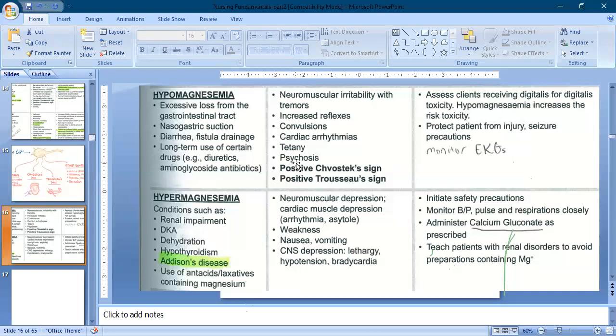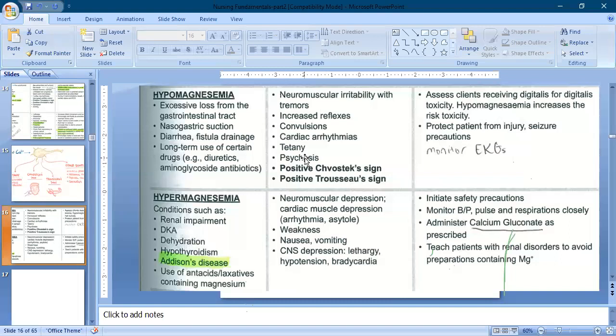And they also develop neuromuscular irritability and tremor, convulsion, cardiac dysrhythmia, and hyperactive deep tendon reflexes, right? And finally they develop psychosis or seizure. They can also develop constipation or ileus.